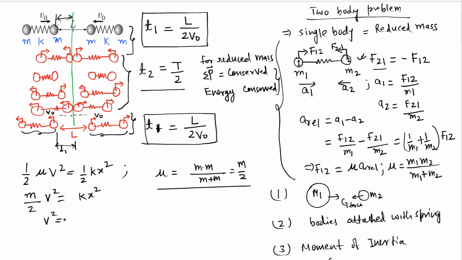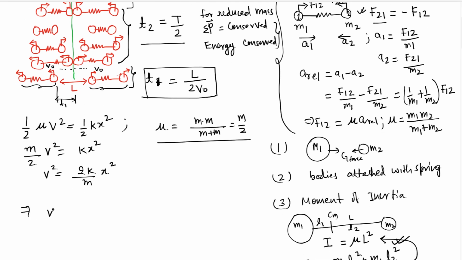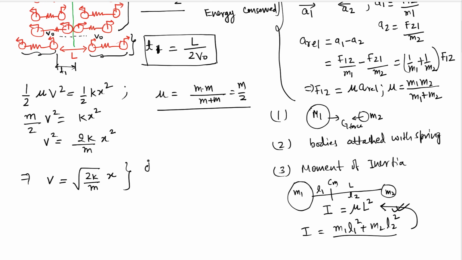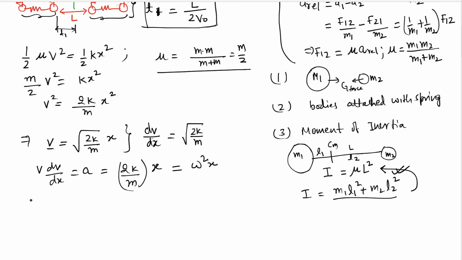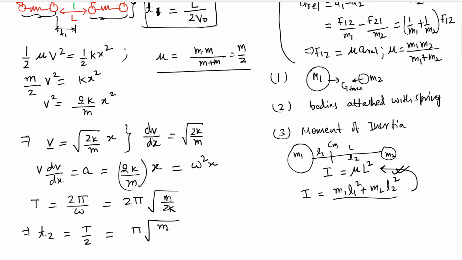Therefore, v square is 2k by m x square. Okay, and v is root of 2k by m times x. We can just differentiate this v with respect to x, and we will get root of 2k by m, and v dv by dx is a, and that will be 2k by m x, because we are multiplying dv by dx with v. So this will become 2k by m, and that is omega square x. Therefore, time period is 2 pi by omega, which is 2 pi into root of m by 2k. Therefore, T2 is T by 2, and that is pi into root of m by 2k.